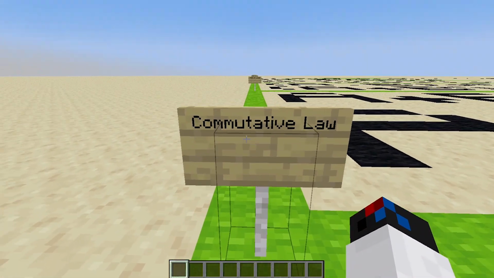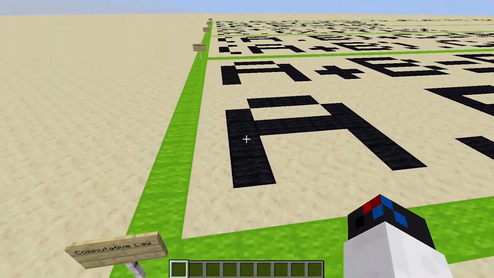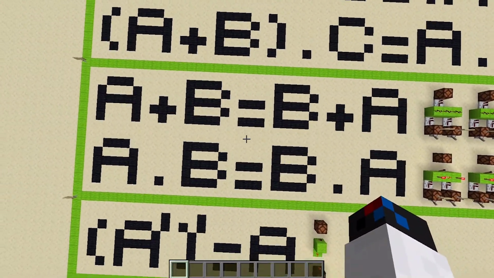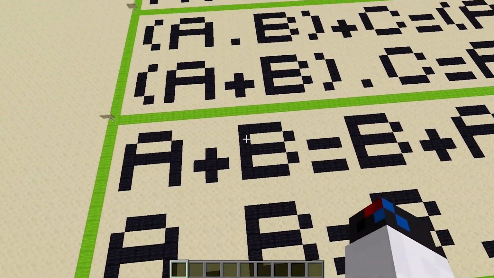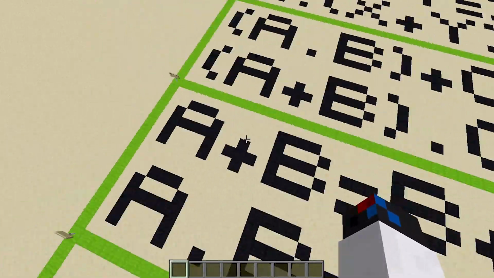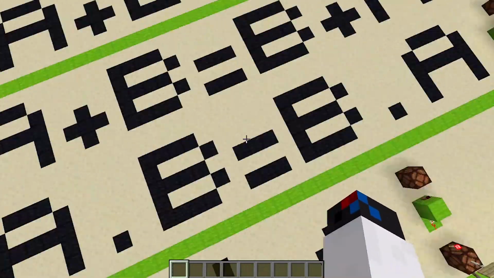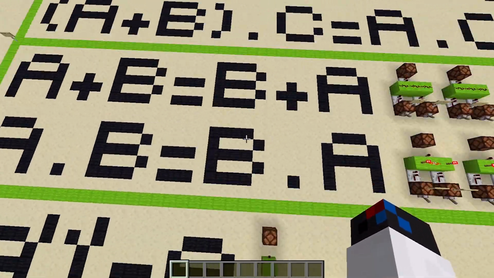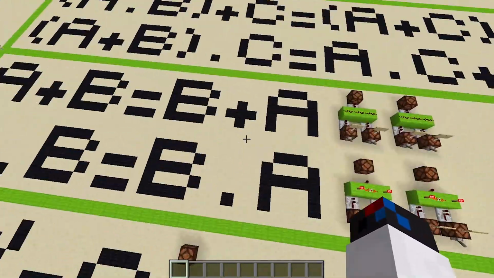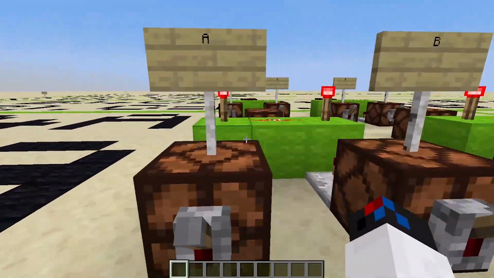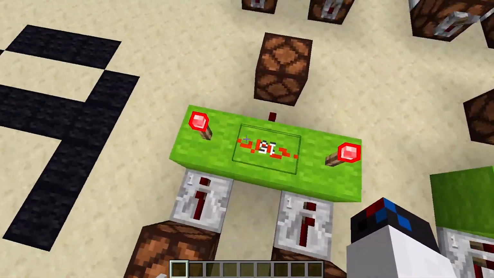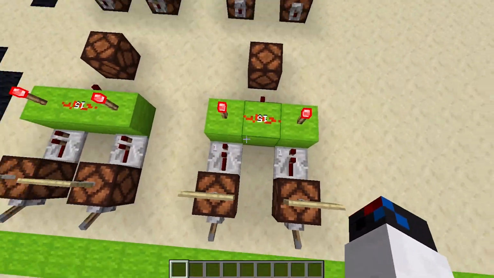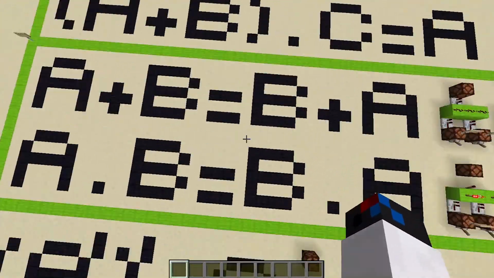Okay, next law, the commutative law. Now the commutative law looks something like this. I mean, it's pretty straightforward, right? You can basically switch the places of the variables in both instances. It can either be OR or AND, and you can switch the variables' places. And that's true, because the operation doesn't really care about the order of the inputs. So this one is pretty straightforward.